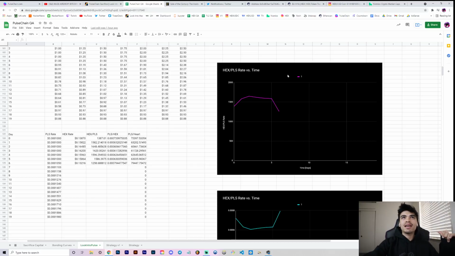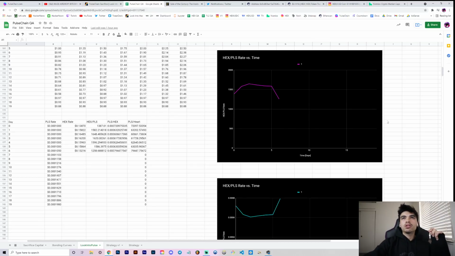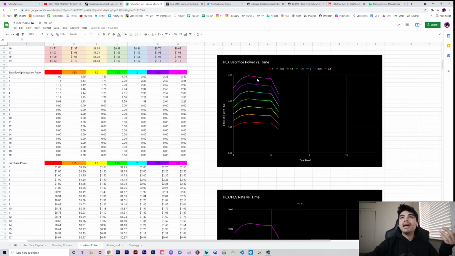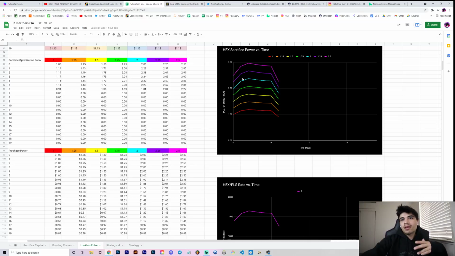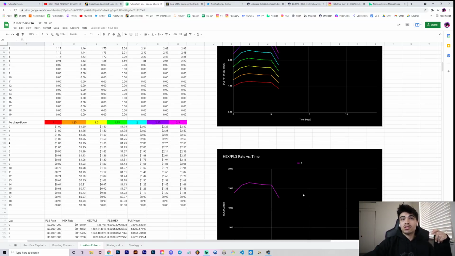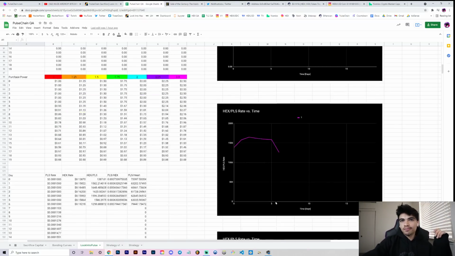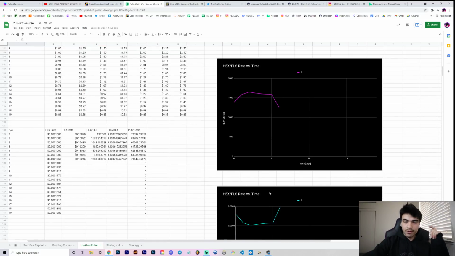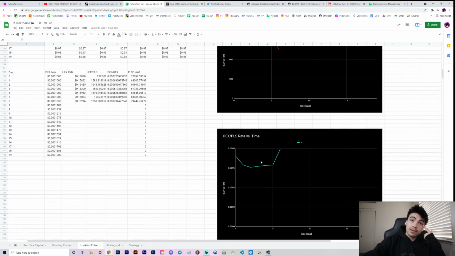But yeah, guys, let me know what you think in the comments. It's a bit redundant, if I'm going to be honest, to add these to the website, because your HEX PLS rate versus time is very similar to your HEX sacrifice power versus time. Pretty much the same thing, right? This one just doesn't take into account volume, but it could. So there's a lot to play with here, a lot of charts you can look at. Again, this is just the inverse, so maybe it would be a cool one to show how many hearts per pulse. Maybe it's pretty cool.